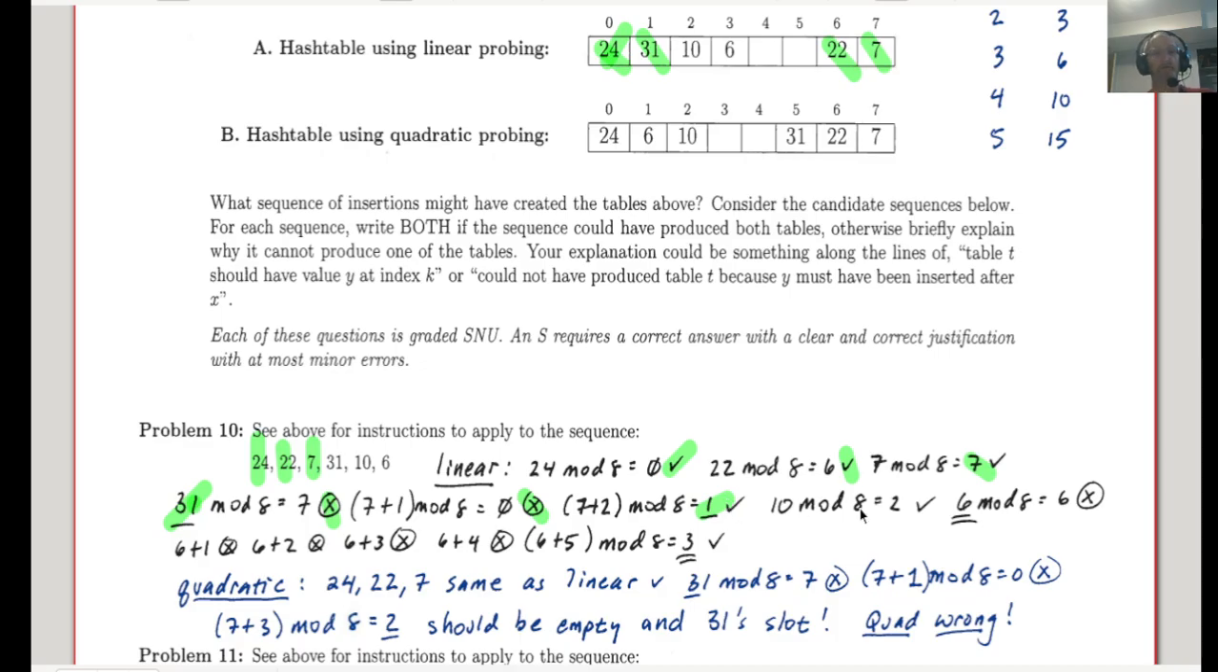10 mod 8 is 2. That's the next element we need to insert. That's where the 10 is. 6 mod 8 is 6, but there's a 22 there. There's a collision.